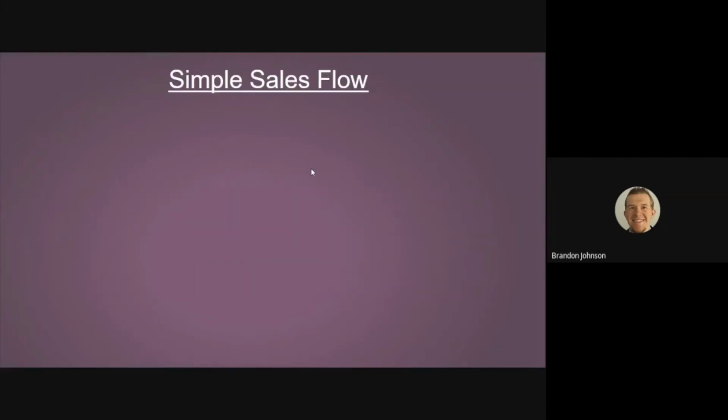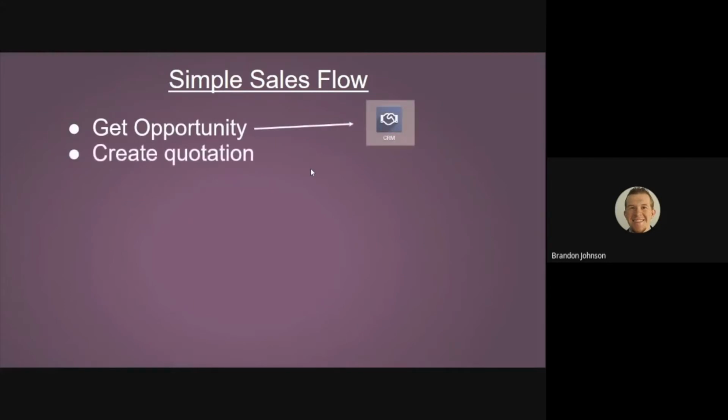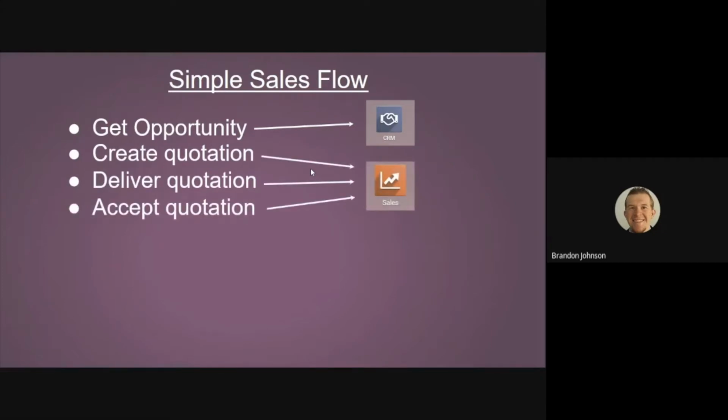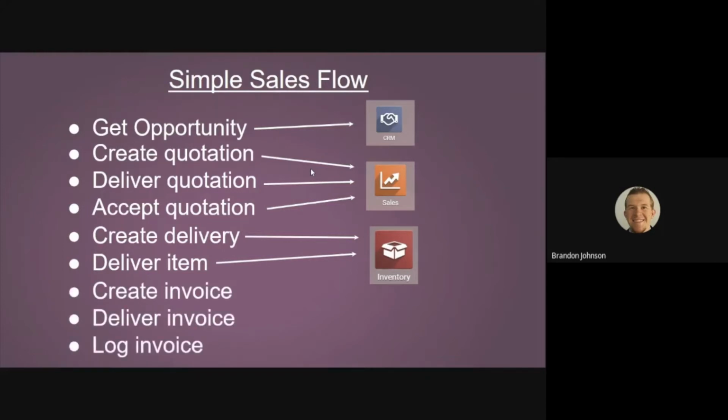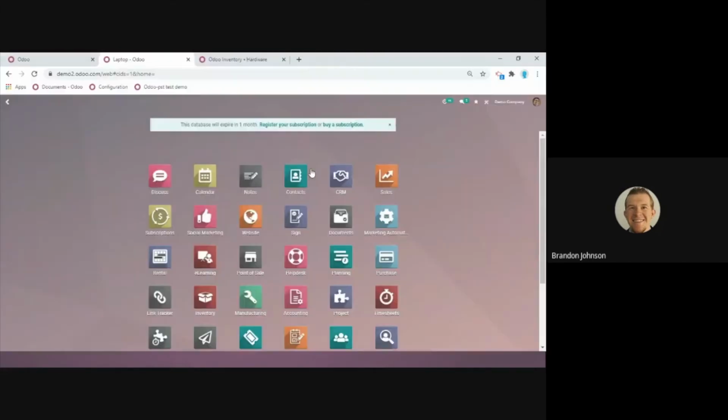So now we're going to go into what the sales flow is going to look like. Our first step is we're going to get the opportunity, and that's going to be handled in our CRM. The next is we're going to create the quotation, deliver the quotation, and then accept the quotation. Those will be handled in sales. Then we're going to create a delivery, deliver the item, and those will be handled in inventory. And then finally, we're going to create the invoice, deliver the invoice, and log the invoice, and that will all be handled in accounting. Let's just jump into it.